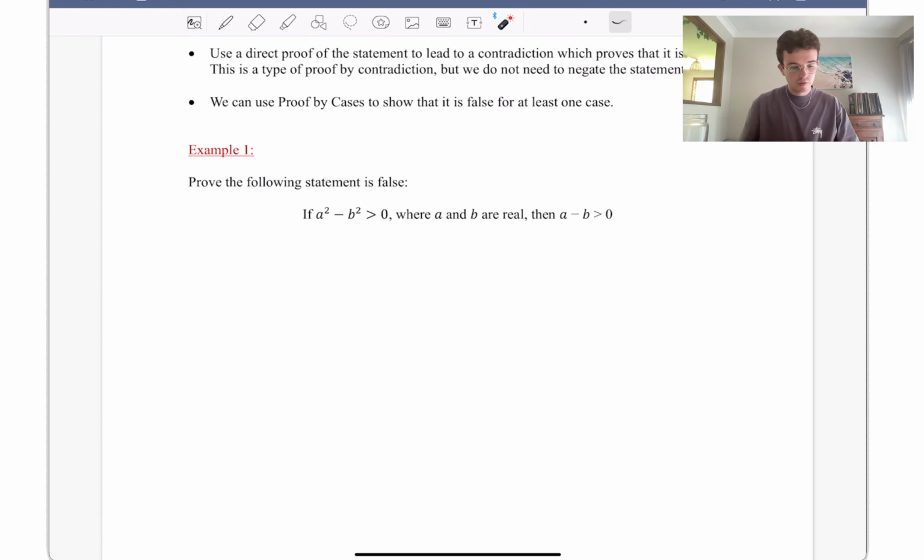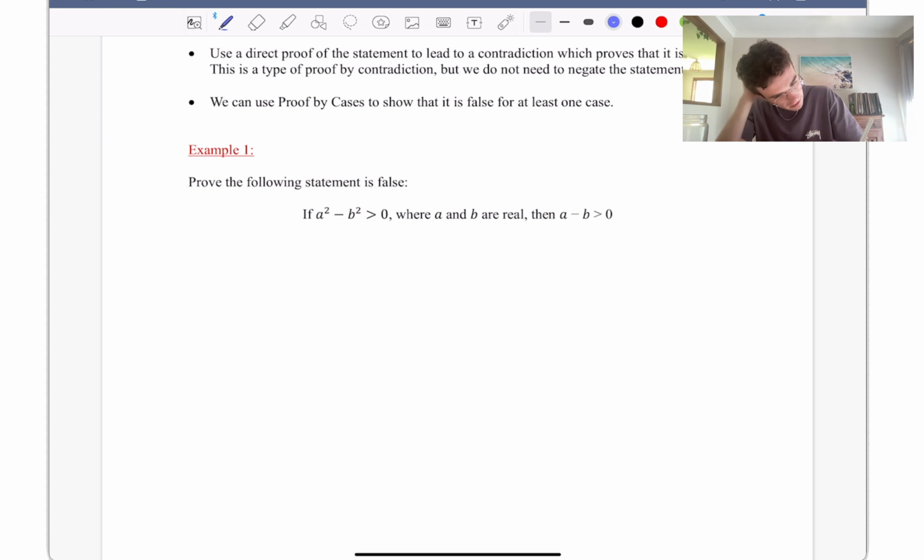Okay, we've got to prove that the following statement is false. If a squared minus b squared is greater than 0, where a and b are real, then a minus b is greater than 0. Now this is a universal statement because we're saying this whole statement is always true. We're not saying if a is equal to 3 and b is equal to 1, then it's greater than 0. We're saying a and b are real. It's always true. So we just need to provide one counter-example.